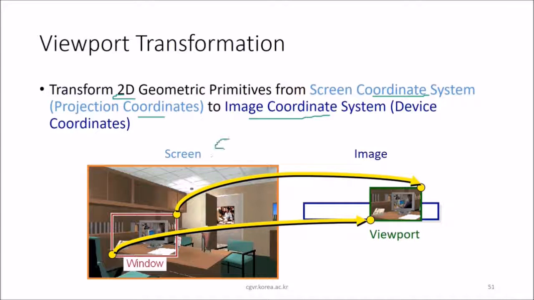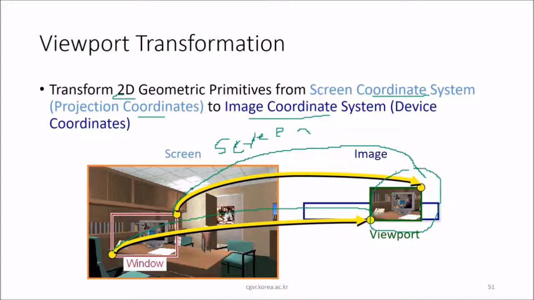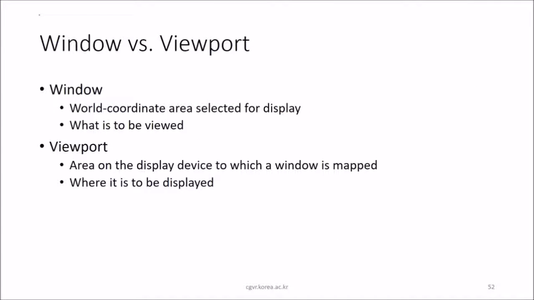What we do, this is a screen, right? This is a screen. Now we are trying to transfer our points to the actual viewport, because this is the image which is actually going to be presented on the viewport. So what is the difference between window and viewport? Window is the world coordinate area selected for display, what is to be viewed. Viewport is the area on the display device to which the window is going to be mapped, where it is to be displayed.